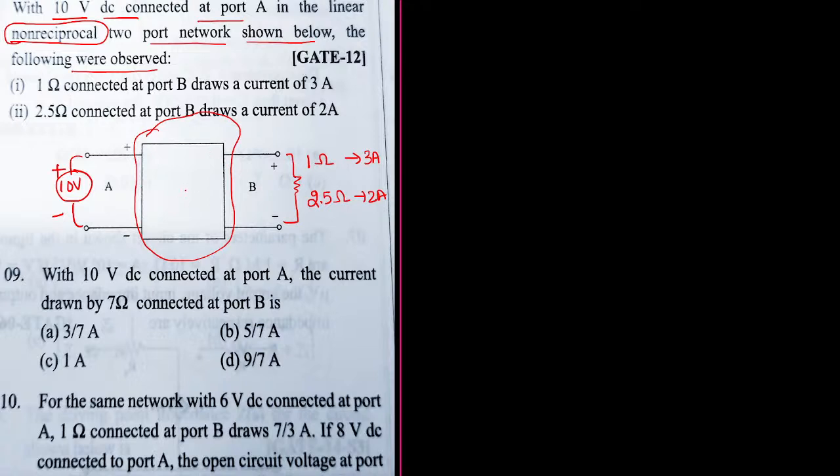It should be a linear network, right? So inside we will be having passive elements. When no data is given about the network or the box, you can treat that as passive elements, completely passive elements.